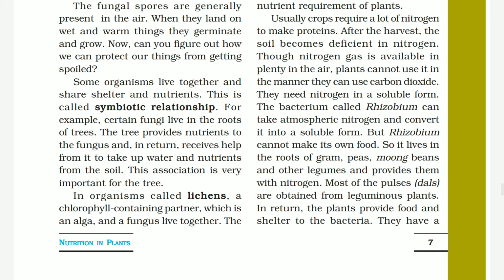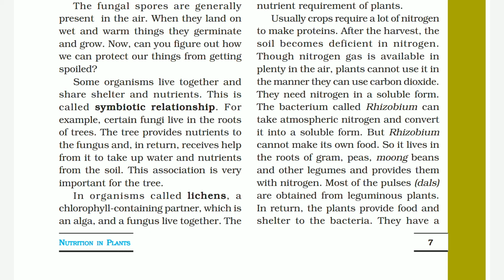Some organisms live together, sharing shelter and nutrition. This is called a symbiotic relationship. For example, certain fungi live in the roots of a tree, and the tree provides nutrition to the fungus. The tree receives help from it to take up water and nutrients from the soil. This association is very important for the tree.